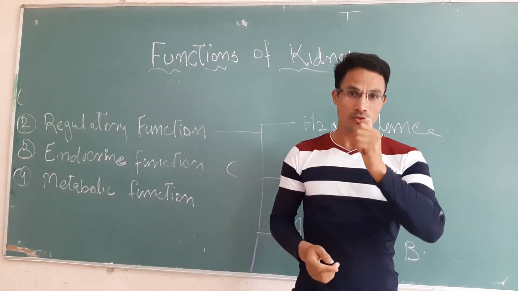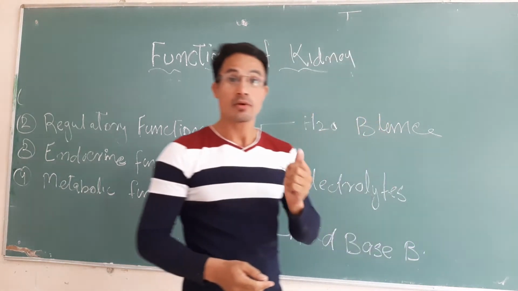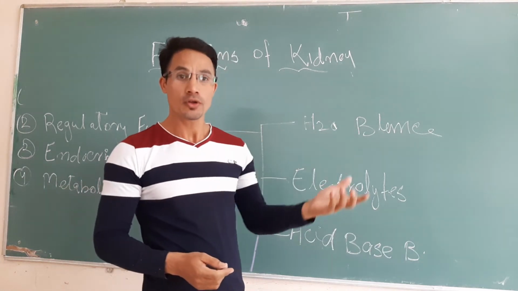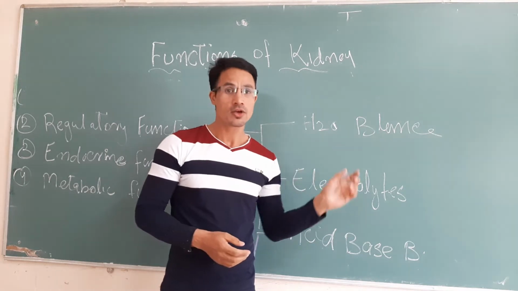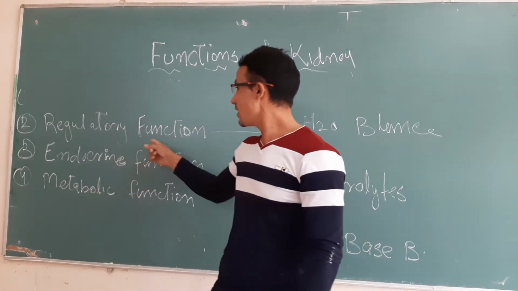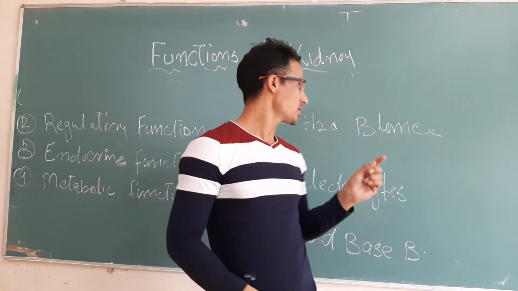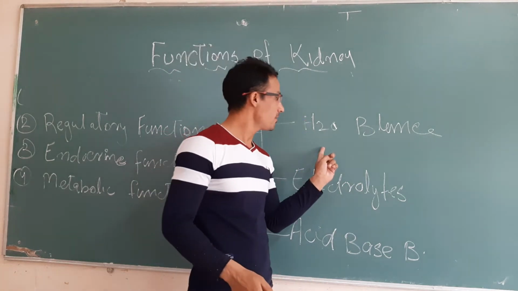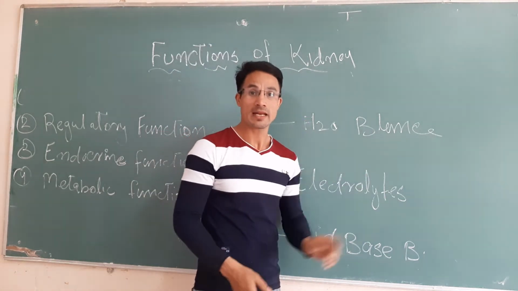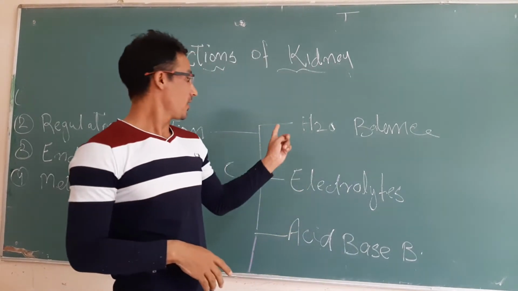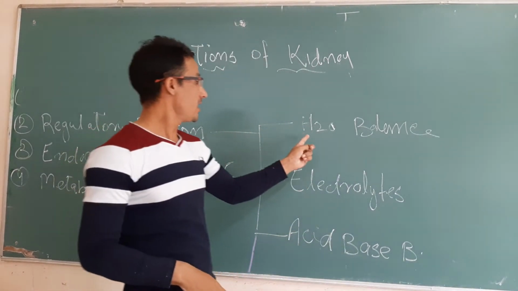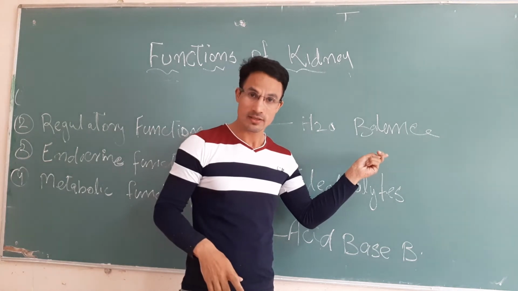If we take too much water, that means we will produce more urine. If we take less water, we will produce less urine. That is the regulatory function of the kidney. It means it maintains the water balance. Second, it regulates the function. What is the function of the regulation? It maintains the water balance.